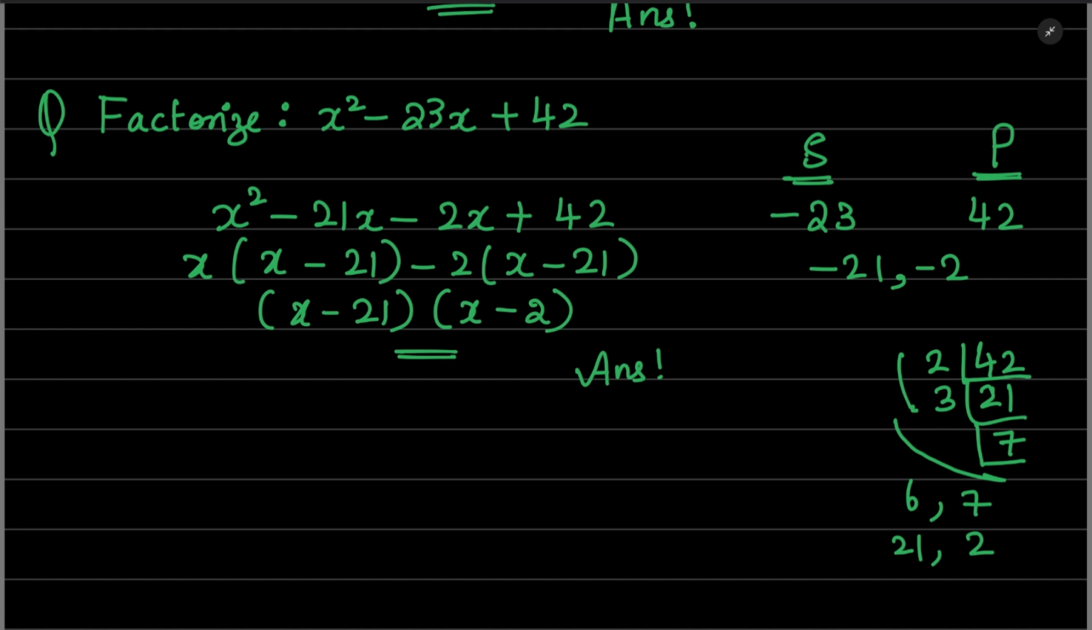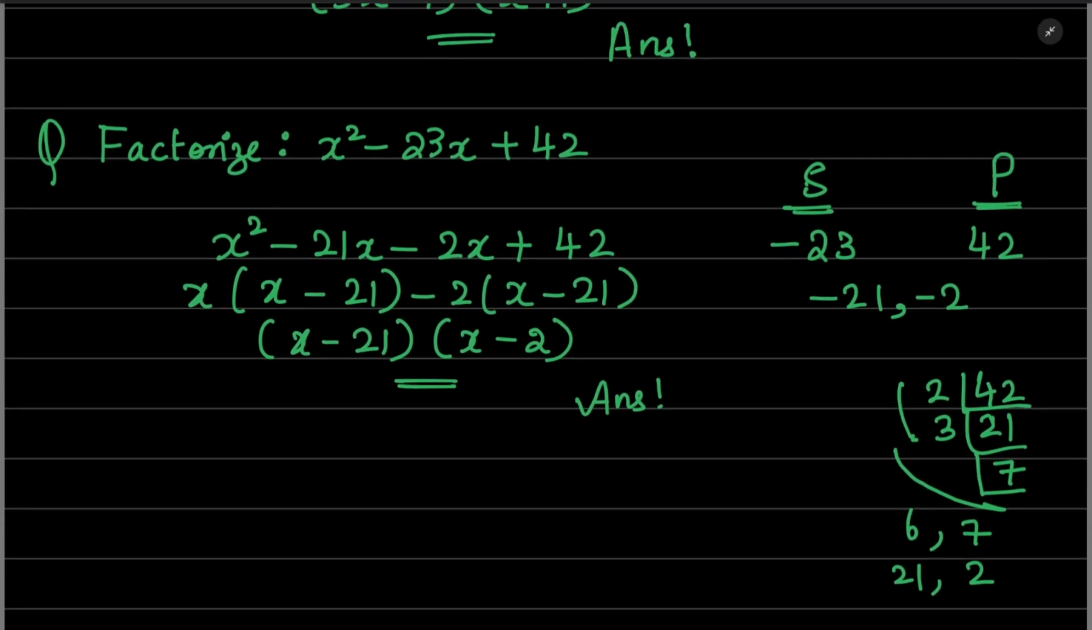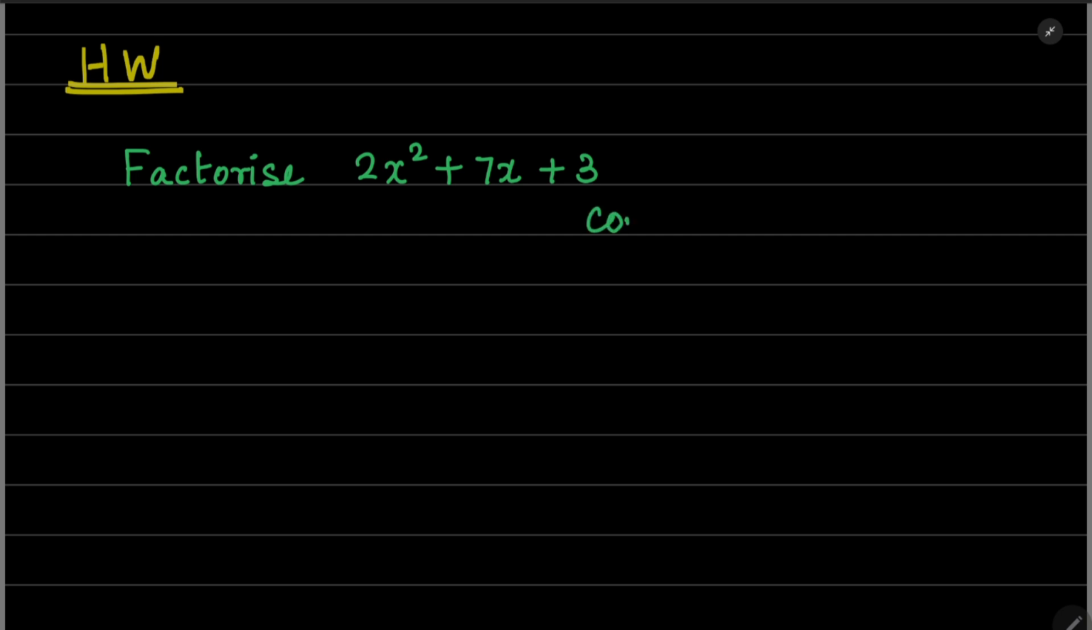Now let me give you a homework question. The homework for the day, for all of you. Factorize 2x square plus 7x plus 3 using your middle term splitting method, and you will comment your answer.